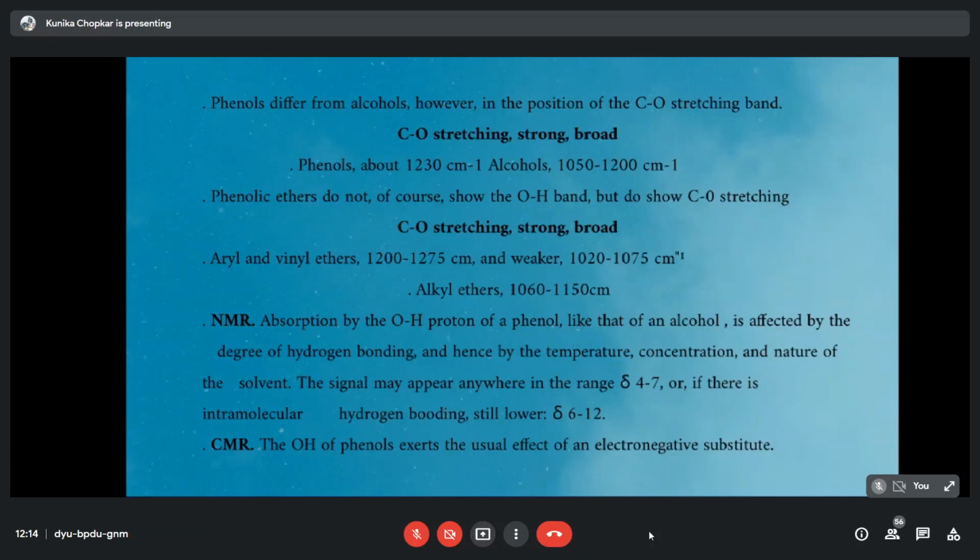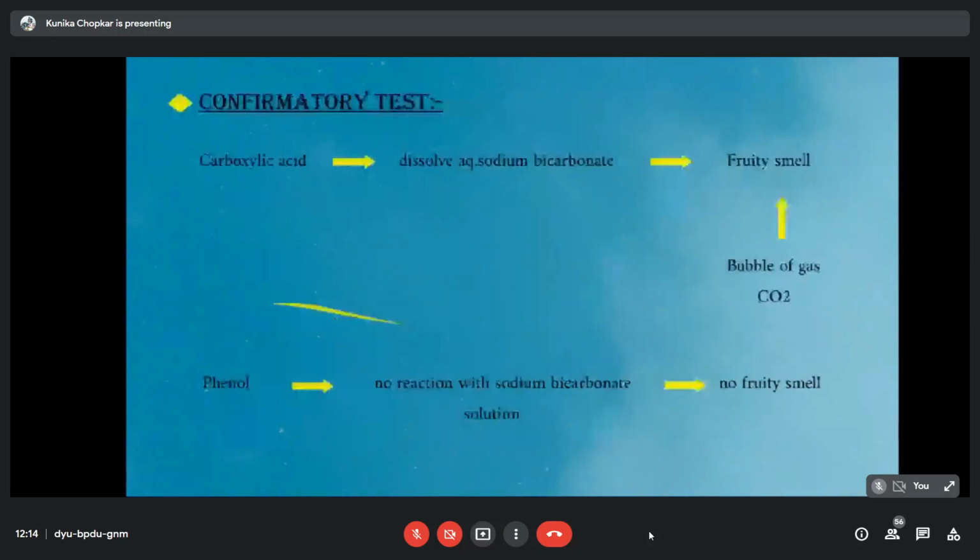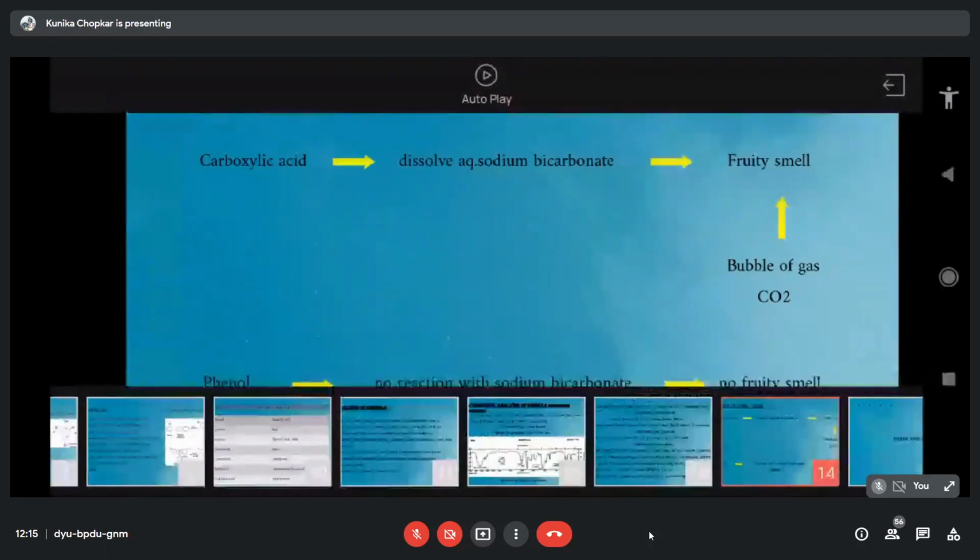CMR, the OH of phenol exerts the usual effect of electronegative substituent. The confirmatory test. Carboxylic acid dissolved in sodium bicarbonate, fruity smell will be formed and bubbles of gas CO2 are evolved. The phenol does not react with sodium bicarbonate. No fruity smell forms and no color will be formed.